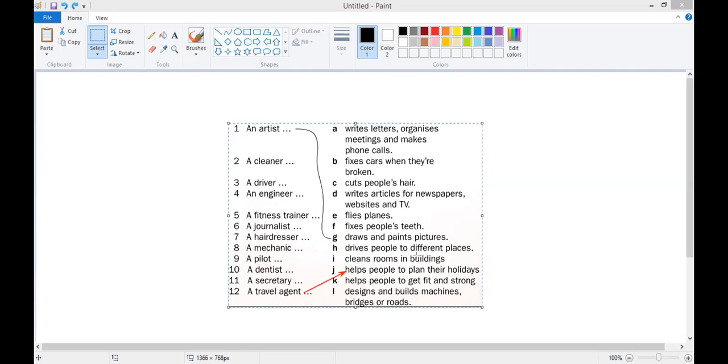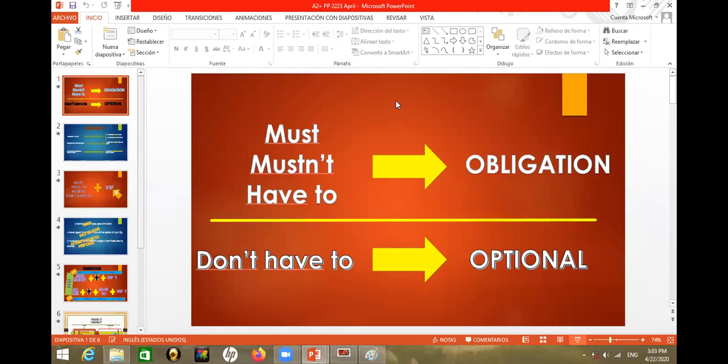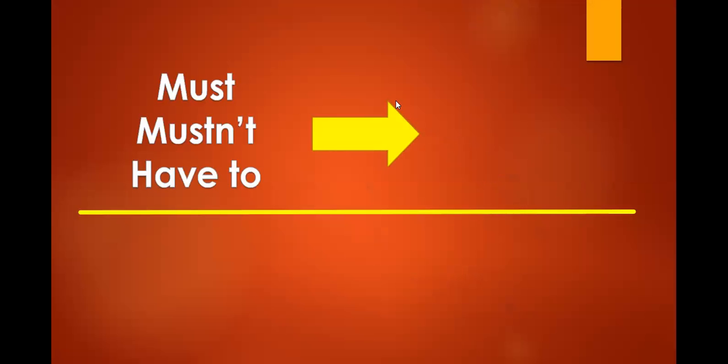Okay, so much for the vocabulary. Let's move on to the grammar. So the first thing that we have are modals of obligation. Okay, so the modals of obligation that we have are must, mustn't, and have to, and don't have to. Okay, but technically, must and mustn't as well as have to, they denote some kind of obligation, okay? They presuppose that there is an obligation of doing or not doing something, okay?